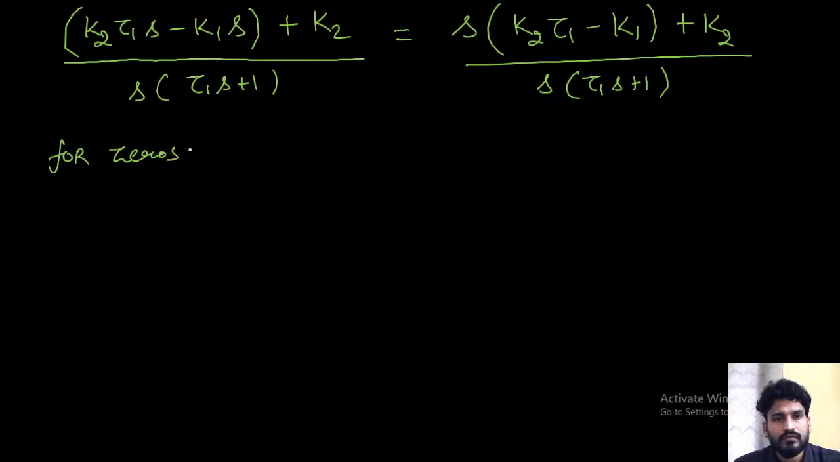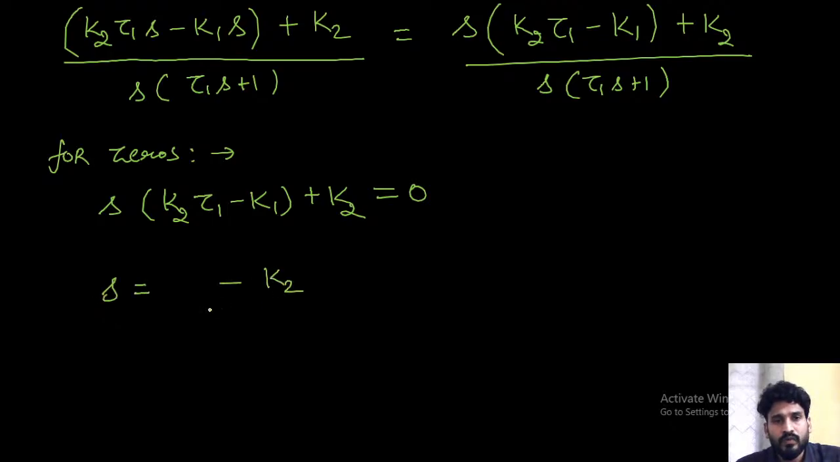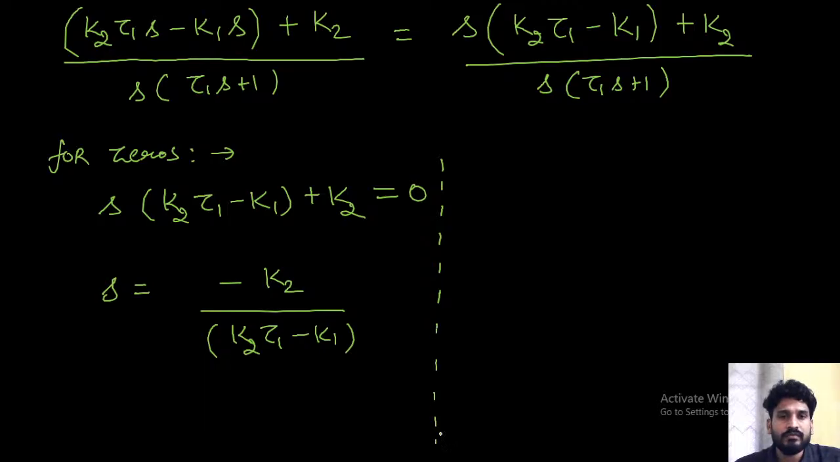So the zeros must be positive. For zeros I can write s into (k2 tau 1 minus k1) plus k2 is equal to 0. First of all, find the roots, and that root must be positive. s is equal to minus k2 divided by (k2 tau 1 minus k1). In what scenario is it positive? The numerator is negative. If this denominator is negative, the negatives will cancel and s will be positive. It means you have the positive zero if this denominator is less than 0.